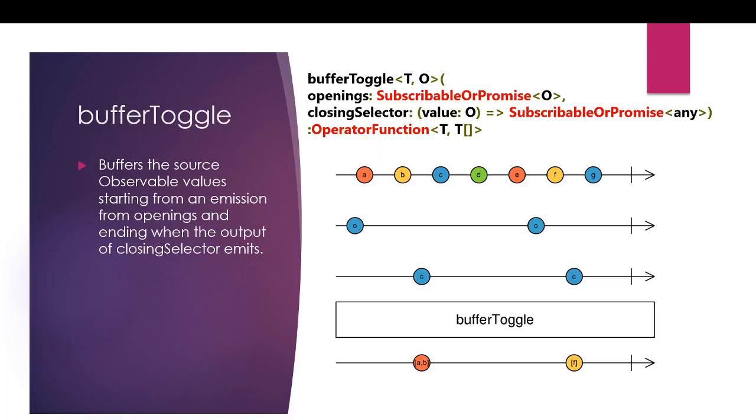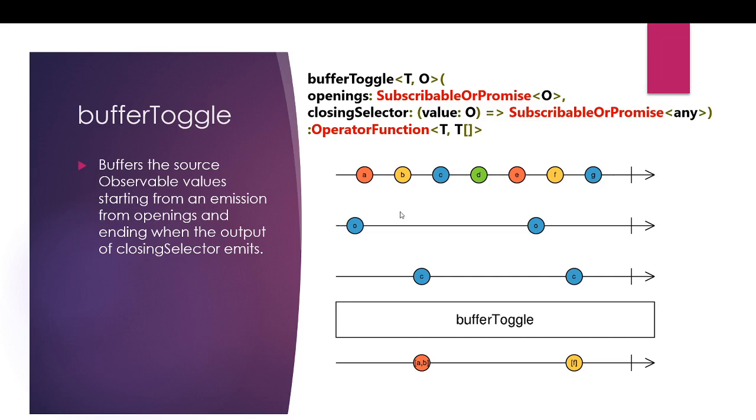Hey guys, today we are going through one more buffer operator called bufferToggle. This is how it is different from the others: here it takes two arguments, one is an opening and another one is a closing selector. That's the reason we can choose when I want to open the buffer and when I want to close the buffer as well. With the two different arguments I can choose when to open and when to close.